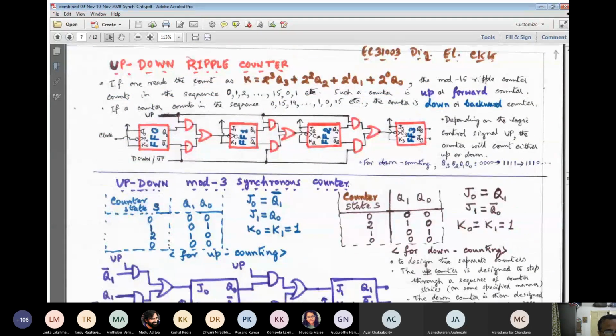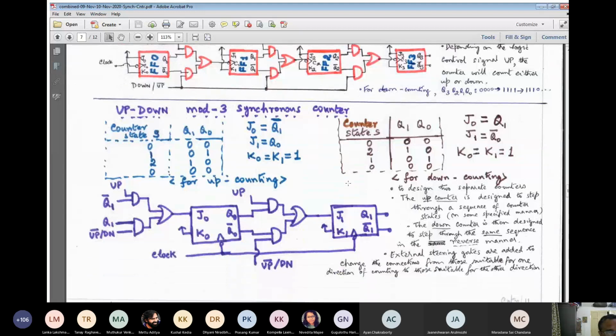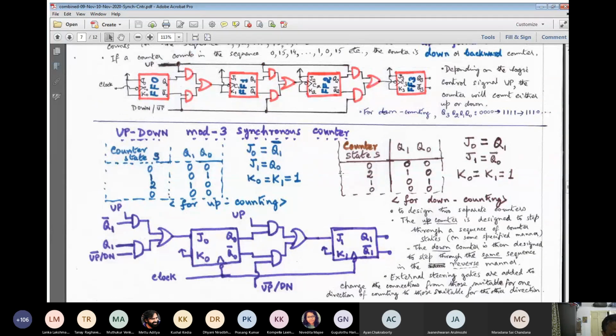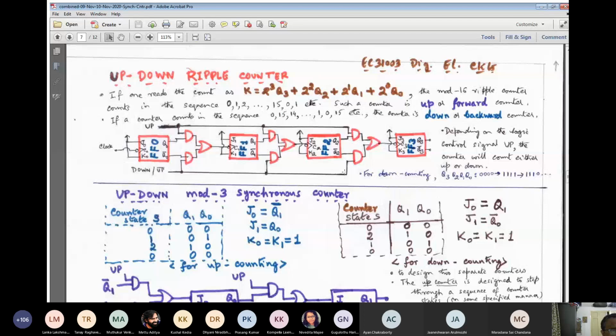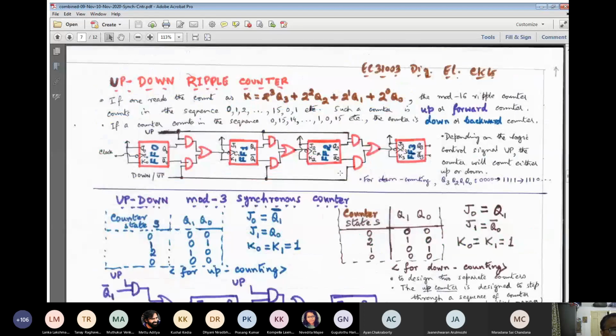Now, once again, we take up the synchronous counter design. Still any doubt you can ask me. So here what we do, we take up, sorry, not synchronous counter, ripple counter, but now we allow the counting sequence to proceed in forward direction as well as backward direction. Now, what do you mean by forward and backward? It is as simple as that.